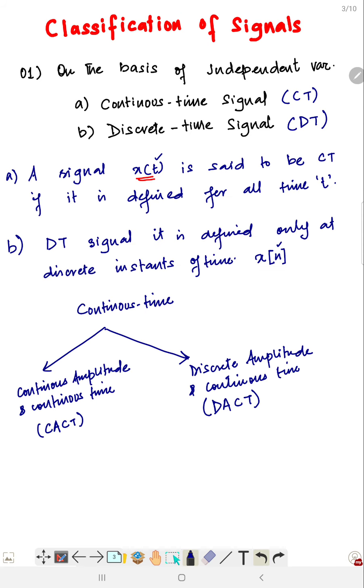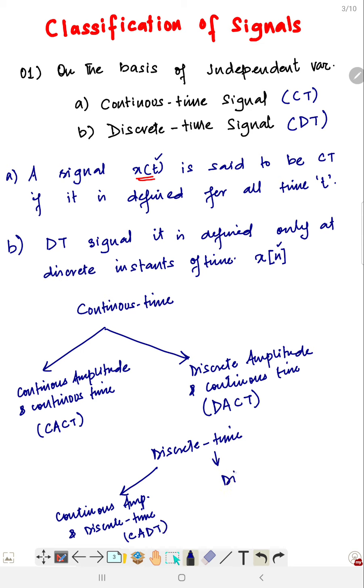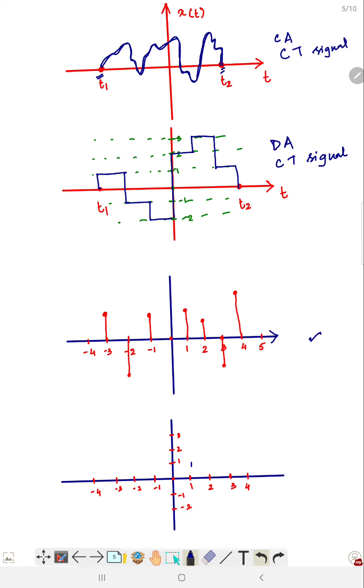Fine. On similar grounds, we can have a classification for a discrete time signal. So we may have continuous amplitude but discrete time, what we call continuous amplitude, discrete time, CADT. Or we may have a signal which is discrete in amplitude as well as in time, that is DADT. So if I quickly plot these signals, this will be the typical case of continuous amplitude, because there is no restriction on the amplitude of these samples of the signal. So this is a continuous amplitude, discrete time signal.